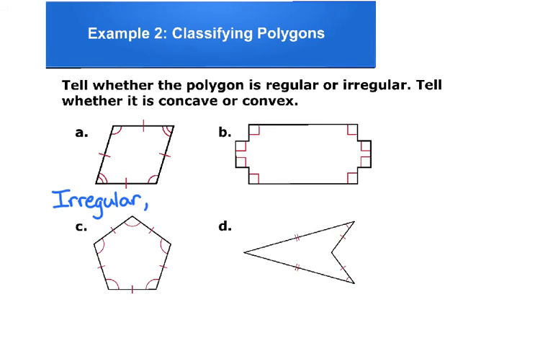But this is a polygon that has all of the diagonals on the interior. So it is a convex polygon.